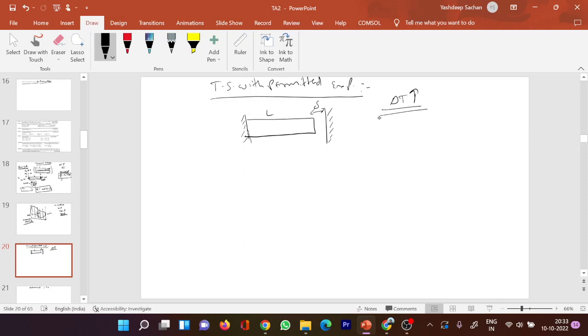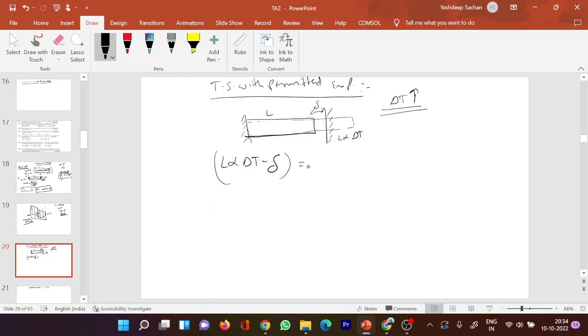When we increase the temperature, its tendency is to expand, and it will go here. L alpha delta T increment would be there, but the total resistance would not be there for the whole L alpha delta T. Resistance is for only L alpha delta T minus delta, because this delta it can easily expand. No resistance is there, right? So this much resistance is there.